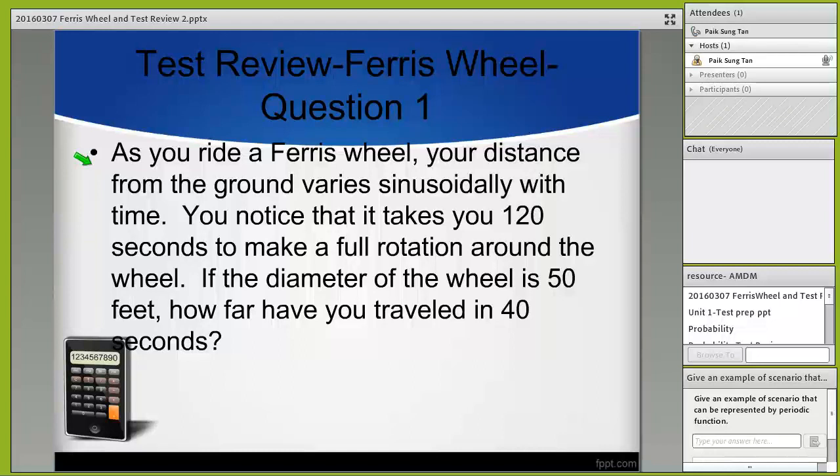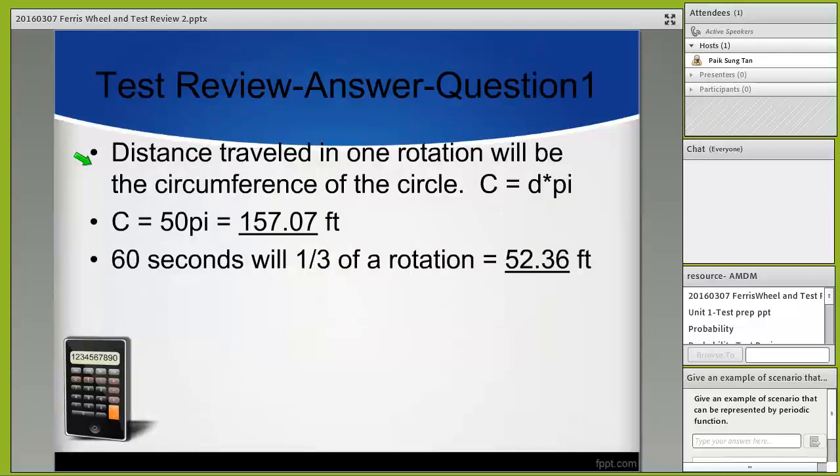So here's the first question. If you ride a Ferris wheel, your distance from the ground varies sinusoidally with time. You notice that it takes you 120 seconds to make a full rotation around the wheel. If the diameter of the wheel is 50 feet, how far have you traveled in 40 seconds? Alright, let's see.